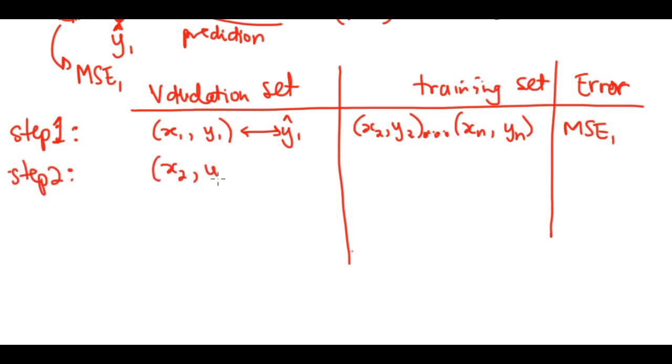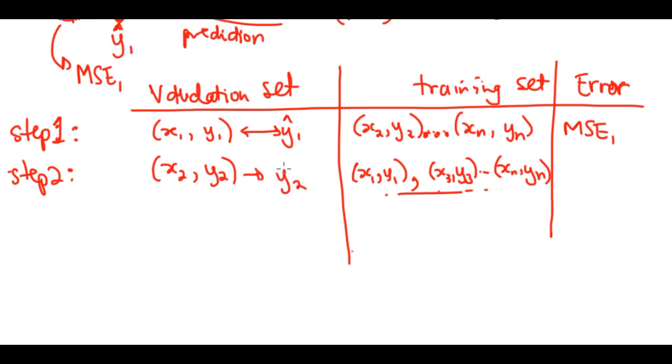We repeat this process in step number 2, but we leave one out. Which one are we leaving out? We are leaving out the second observation. Our training set is going to include x1, y1, and then skip x2 because x2 has been put into the validation set, and then x3, y3, all the way up to xn, yn. We train on this set, and then we put x2 into the model, it predicts y2, and we calculate our MSE2.